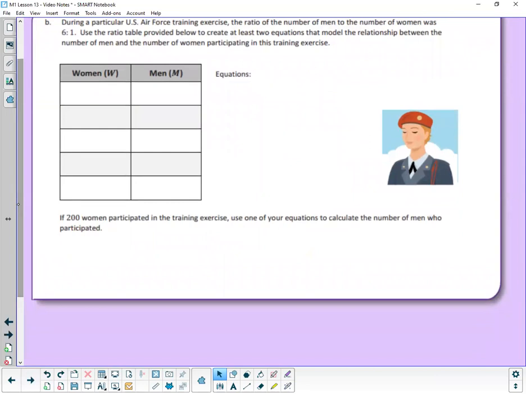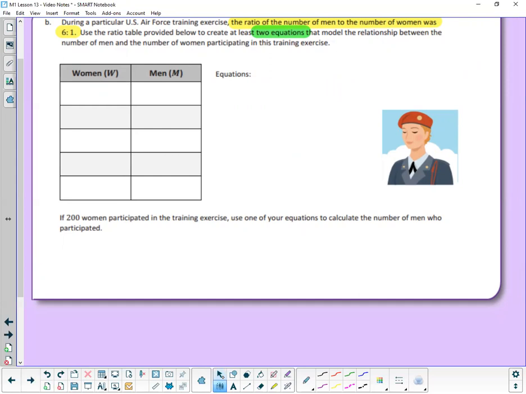During a particular U.S. Air Force training exercise, the ratio of the number, I'm going to highlight this, the ratio of the number of men to the number of women is 6 to 1. It says use the ratio table provided to create at least two equations that model the relationship between the number of men and the number of women participating. All right, let's try this. First, let's do the actual ratio table.